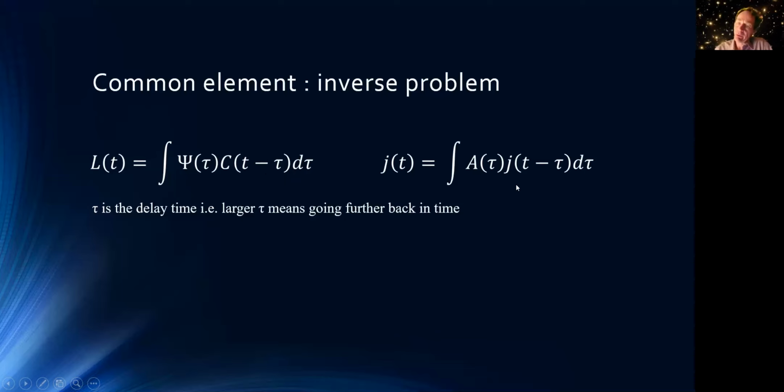Now, with epidemics, you have the same kind of equation. The J is the number of people infected, say on a daily basis.